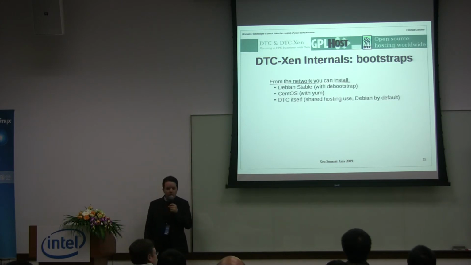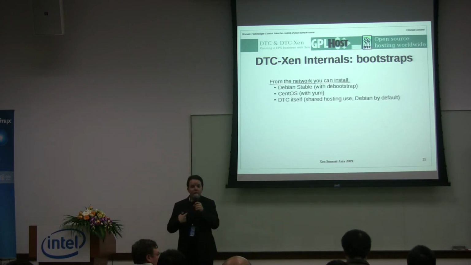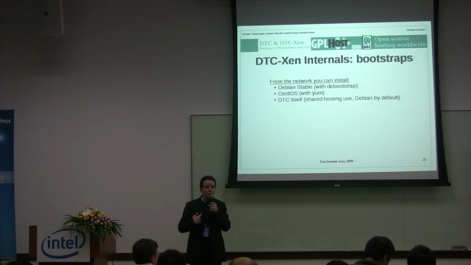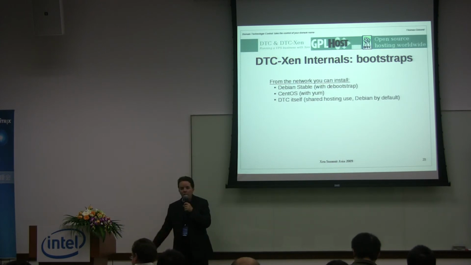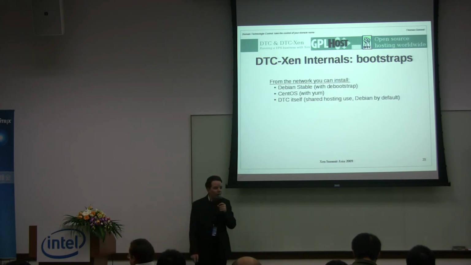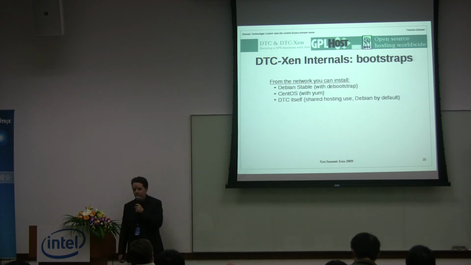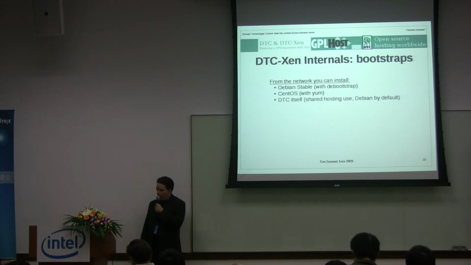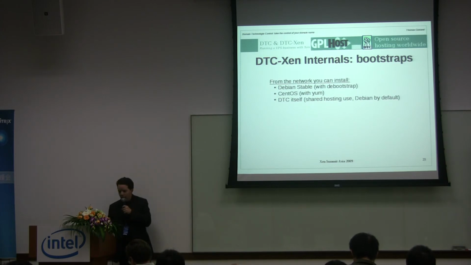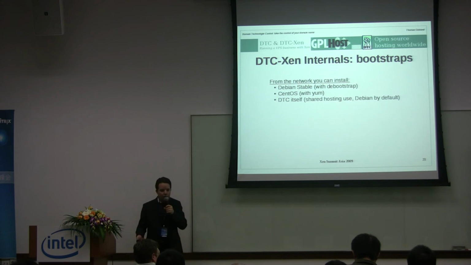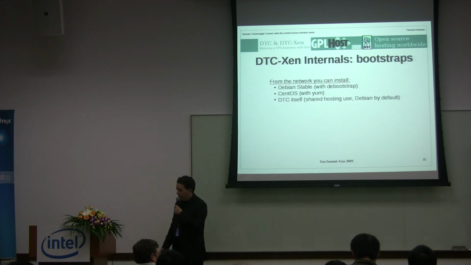For CentOS, I'm myself the Debian maintainer for the Yum package. I did that because it was left over from the previous maintainer, and nobody seems to really care about it. So GPLHost is maintaining it inside Debian. And DTC is able to install itself on the VPS. I'll talk about that later.